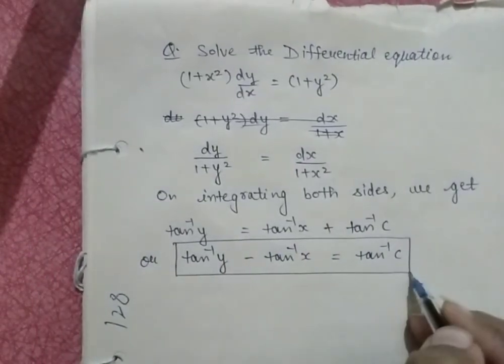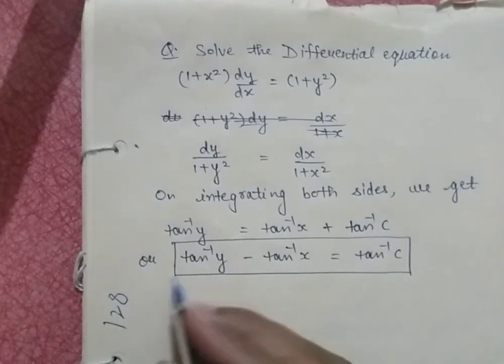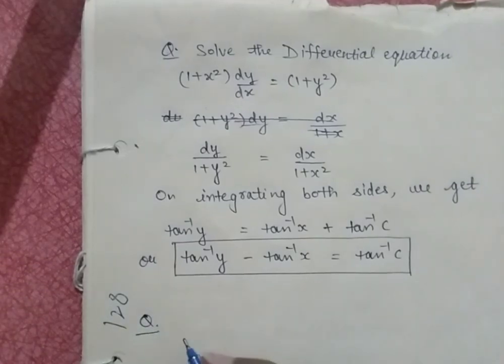This is the general solution of the differential equation, because here we have one arbitrary constant, which is equal to the order of the differential equation. So this is the general solution of the differential equation. Now we will see another question.